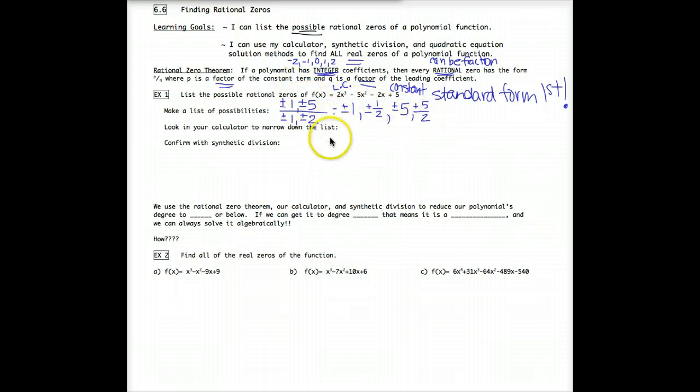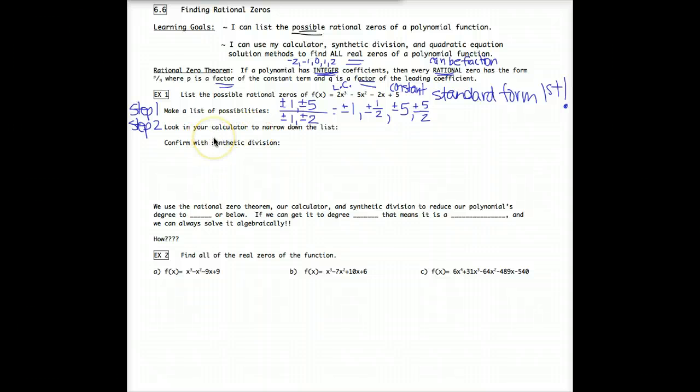That doesn't mean these are rational zeros. That means if there's a rational zero, it has to be one of those. So this is how we're going to start all the problems. These are like our steps. Step 1 is to make a list of possibilities. Step 2 is to look in your calculator to narrow down the list.